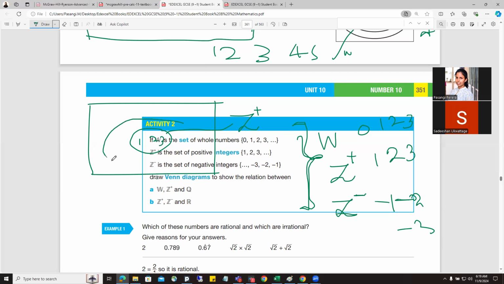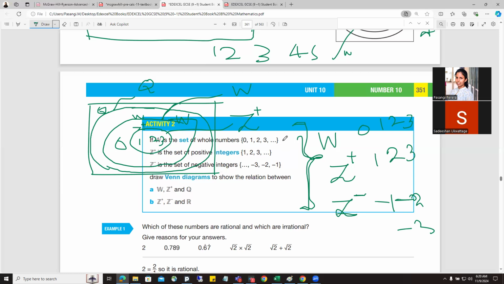Then above that we have the whole number set. Whole numbers start with 0, plus 1, 2, 3, 4, the rest of the positive integers as well. So where do I put W? See, this line is W, and this line is Z plus. So inside here should be marked Z plus. Then here we have W. Outside W we should have the rational numbers. Rational numbers means Q. We should put Q like this.